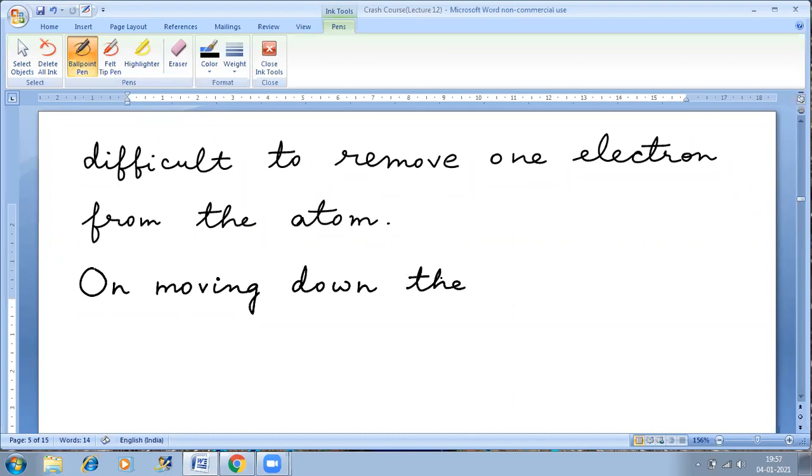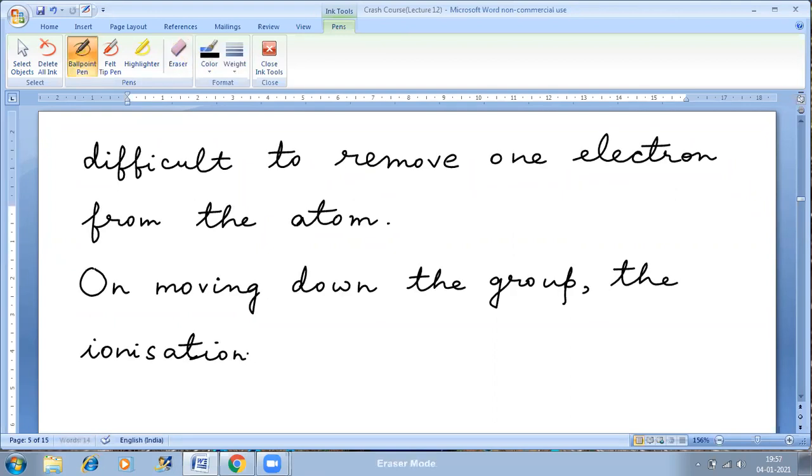On moving down the group, the ionization energy decreases, because now the metallic character is increasing, so it will be easier to take out electrons because the valence electron is very far from the nucleus. Why is it far? Because the number of shells is increasing. So if it is very far from the nucleus, I'll have to supply less energy in order to take it out. So the ionization energy will decrease if I am moving down the group.